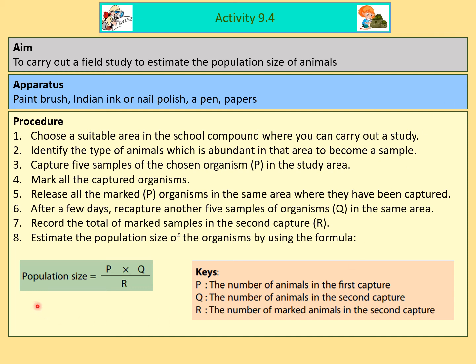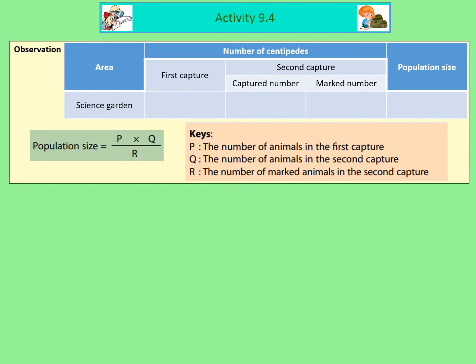This is the formula: population size = P times Q divided by R. P is the number of animals in the first capture, Q is the number of animals in the second capture, and R is the number of marked animals in the second capture. Okay, so this is the formula. This is an example of a table that we can use to record the data.